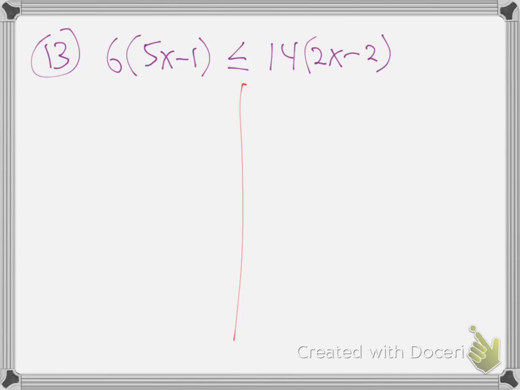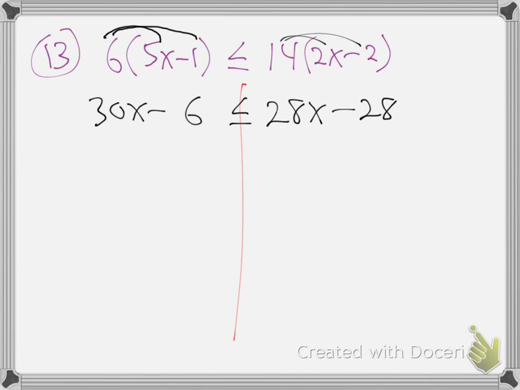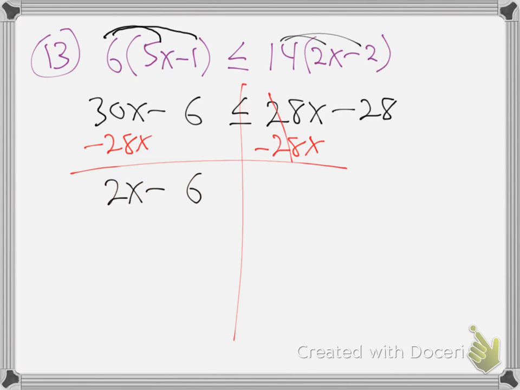All right, so we distribute. So we'll get 30x minus 6, less than or equal to, and distribute, 28x minus 28. Good so far? And now we have x's on opposite sides. You know what we do? We get rid of one of them, usually the lower one. So minus 28x from both sides. So we get 2x minus 6 minus 28.